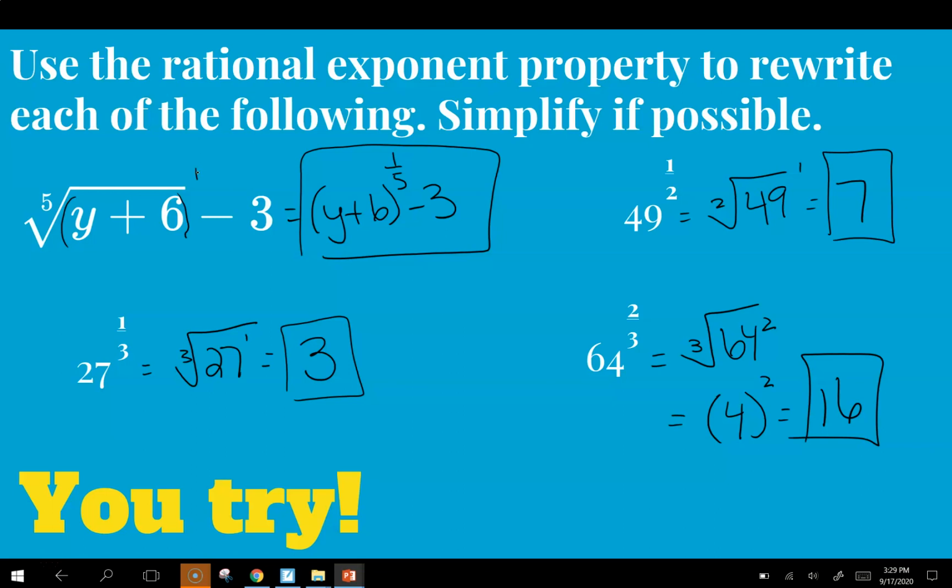The last one is 64 raised to the power of 2/3. So to rewrite that, 2 is my power, 3 is my root. So the cube root of 64 squared, well, the cube root of 64 is 4, and then I'm going to square that and get 16. All right, so I hope you did well. Let's keep going.